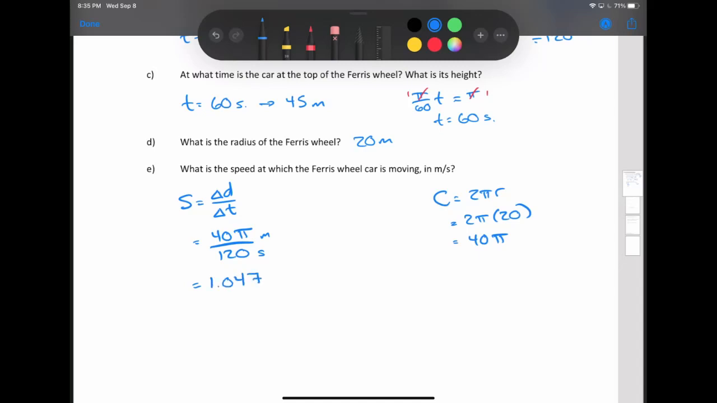1.047. And just for the heck of it, I was going to take a few more decimals, but I don't think we need to. I'm going to make a little note of that. That number, despite the fact that it looks random, looks familiar to me. We'll come back to that idea later. Okay, so that's the speed of the Ferris wheel if you're in the car.